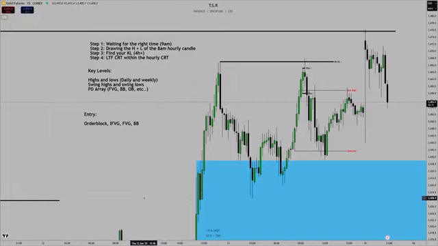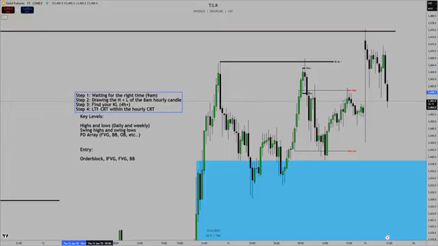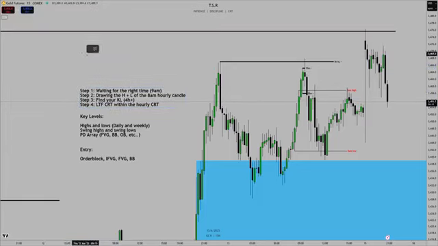Guys, an entry model is just that PD array, or the low or the high, that you use to enter your trade. Very straightforward, very simple. Don't complicate it. Order block, IFVG, fair value gap, breaker. This comes after all of this. I did not write it. I'm going to add it just to make it clear.